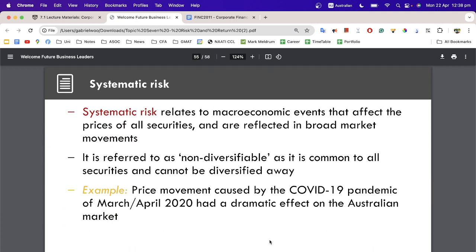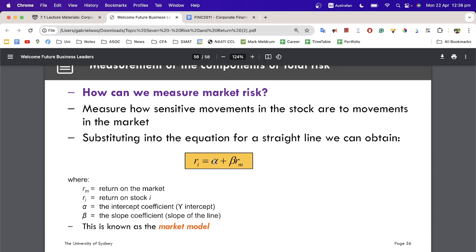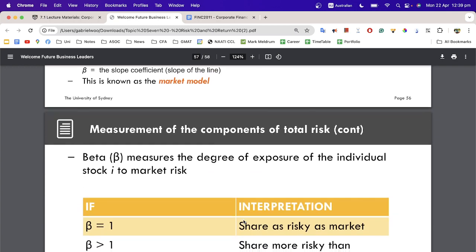On the other hand, systematic risk relates to macroeconomic events, such as oil prices, such as COVID, such as risk-free rates, such as wars. Okay, these relate to macroeconomic events that affect the prices of all securities and are reflected in the broader market movements. So overall, we can see the total components of risk. We have alpha, which is the intercept coefficient, and we have the slope of the coefficient.